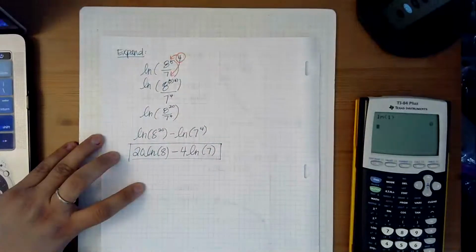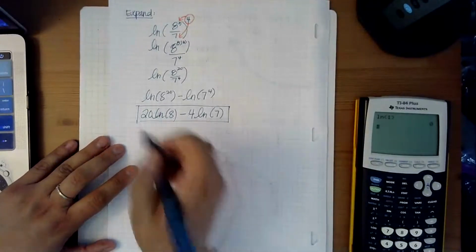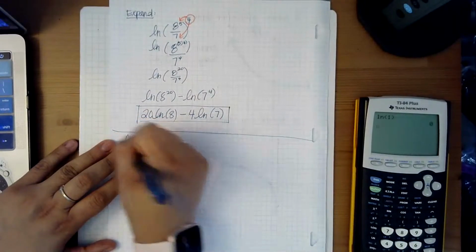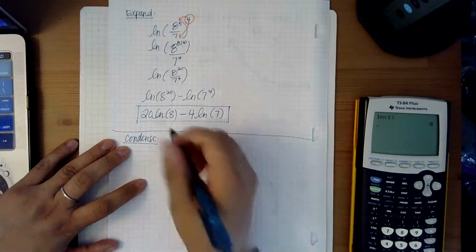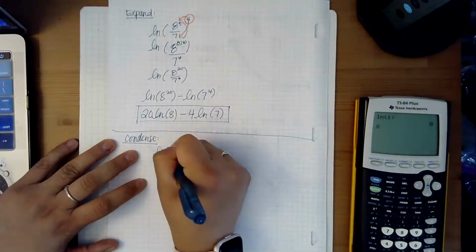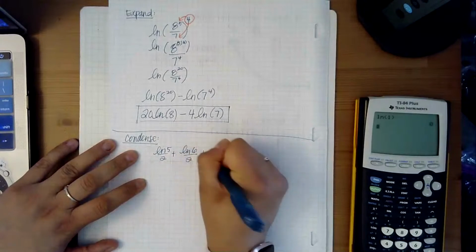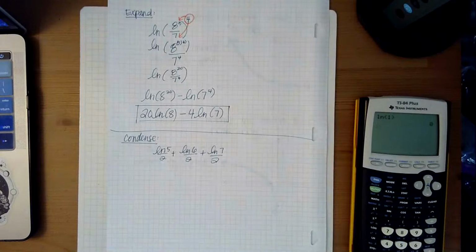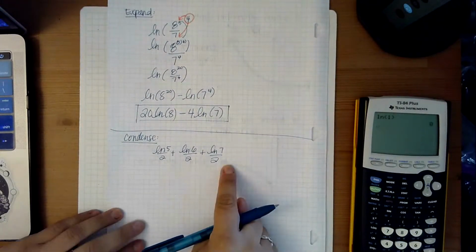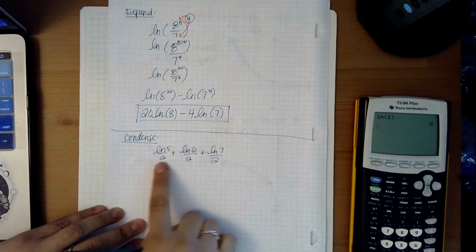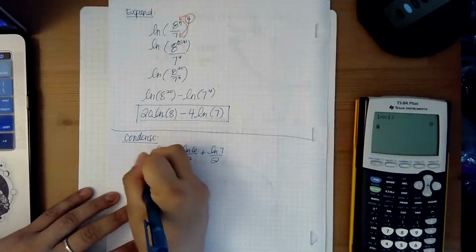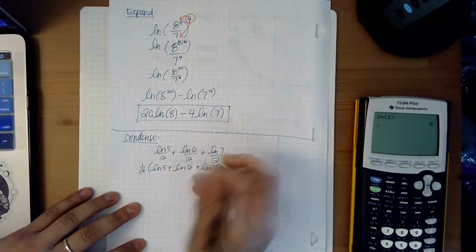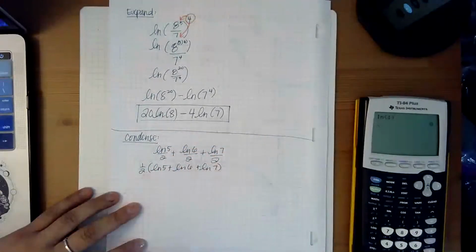Okay, my next one, I'm going to ask you to now condense, which is backwards of this. So I'm going to condense. And let's say I have ln of 5 over 2 plus ln of 6 over 2 plus ln of 7 over 2. And so we recognize they all have a half coefficient on them. So really what I'm looking at is half of ln of 5 plus ln of 6 plus ln of 7. So notice that I factored out that half that they all had.